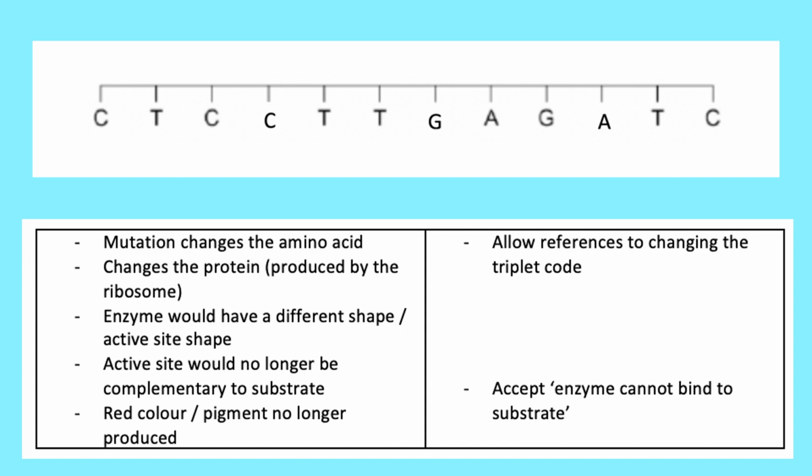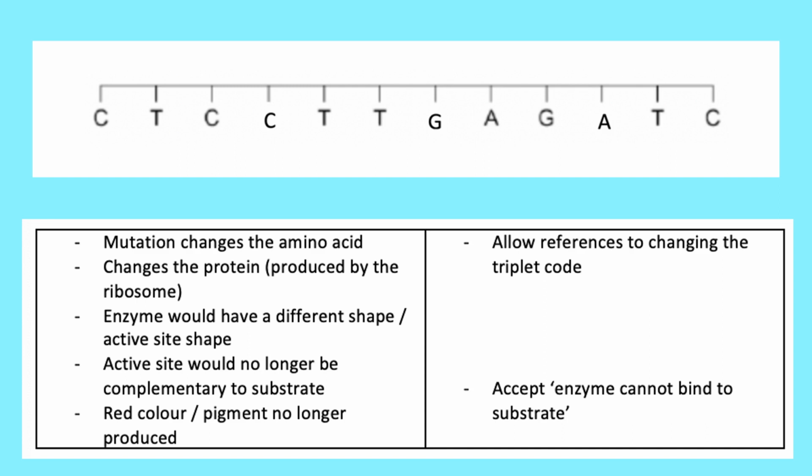So the first thing you need to know is that a mutation, so we're talking about one of the C's being swapped for a G, so that's a mutation. If a mutation occurs in that code, that will change the amino acid that's coded for. So 3 of those letters will code for one amino acid. So if one of the letters is changed, a different amino acid will be coded for. If you get a different amino acid, then that will change the protein that's produced by the ribosome.